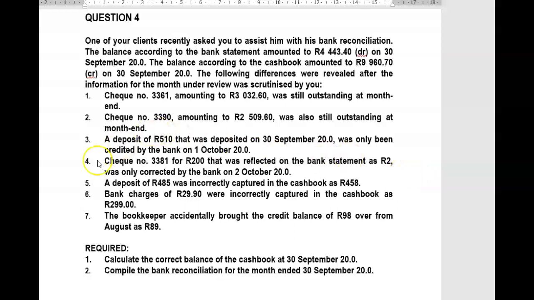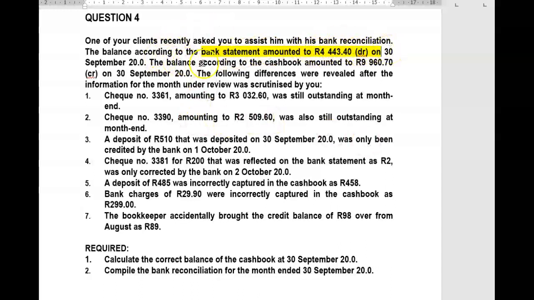Question 4. One of your clients recently asked you to assist him with his bank reconciliation. The balance according to the bank statement amounted to 444,340 debit. If it's a debit on the bank statement, it's a credit in our books, which means it's an overdrawn balance. So I'm going to start off with the balance as per bank statement of minus 444,340 on my bank reconciliation.